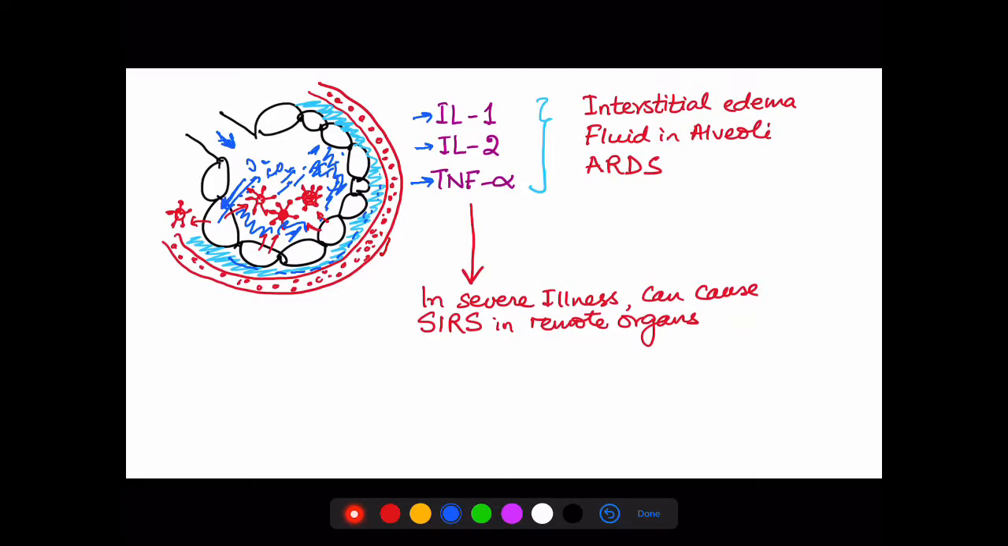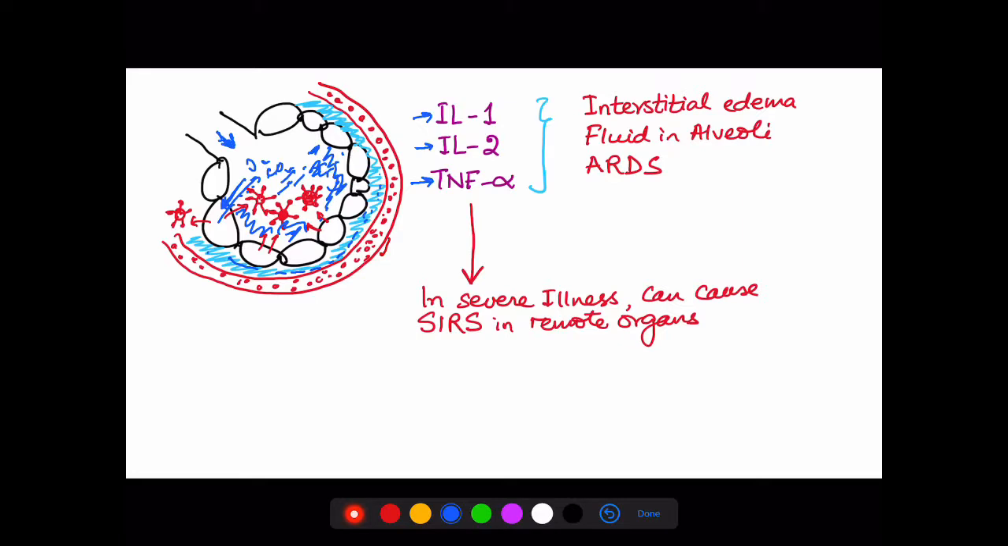This fluid, which is known as the interstitial edema as well as the alveolar edema, would make the lungs quite stiff. And when you do an x-ray of these types of lungs, you would see a ground glass appearance, which is quite typical of what we call acute respiratory distress syndrome, and which is again a hallmark of the coronavirus pneumonia.